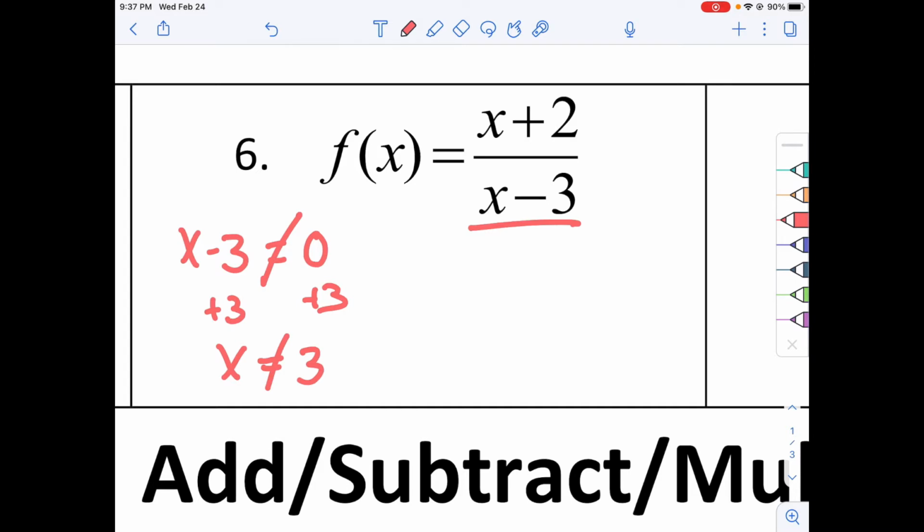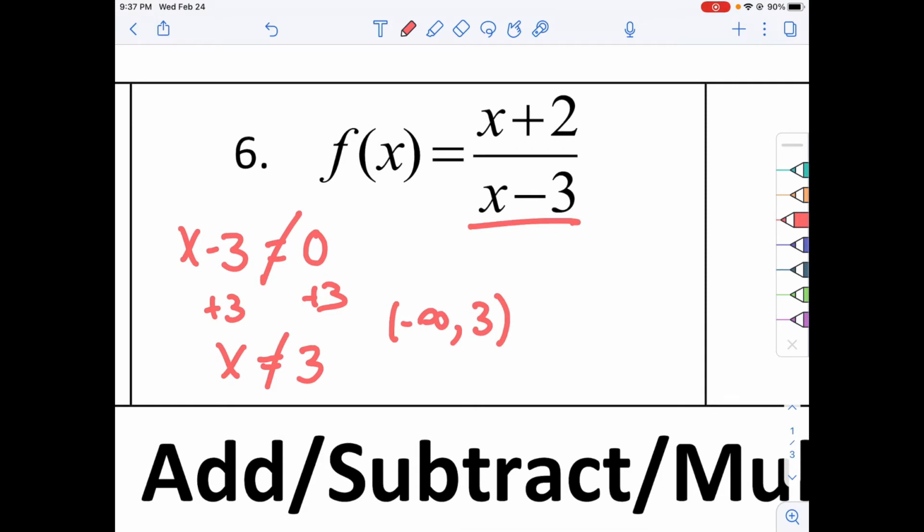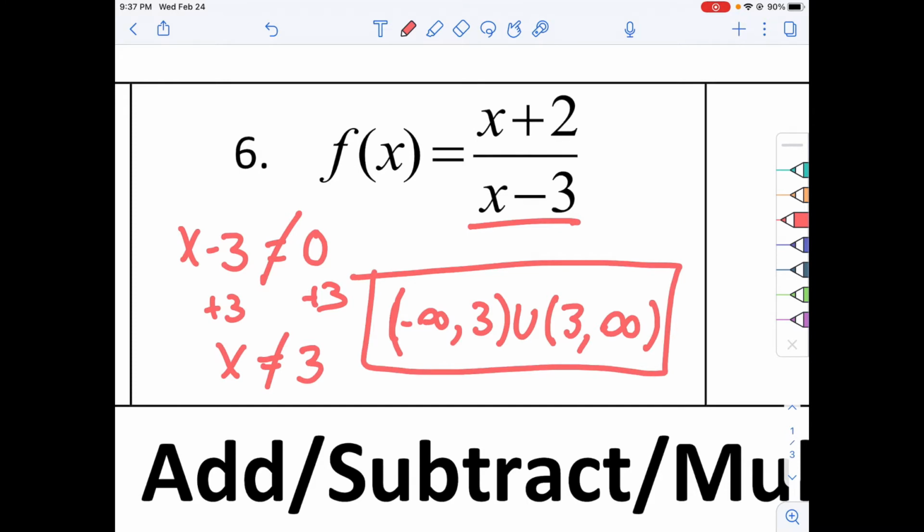So how do we write the domain for that? Well, we say we're going from negative infinity all the way up to 3, but we can't be 3, so we put a parenthesis there. And then we say it's union with 3 all the way to positive infinity. And so this domain is telling us we're literally just jumping over that point that is 3. And that should make sense, right? You plug 3 into this equation. 3 minus 3 is 0. We can't divide by 0, right?